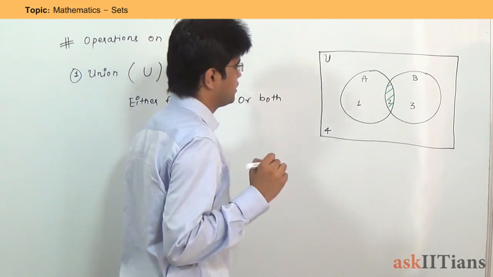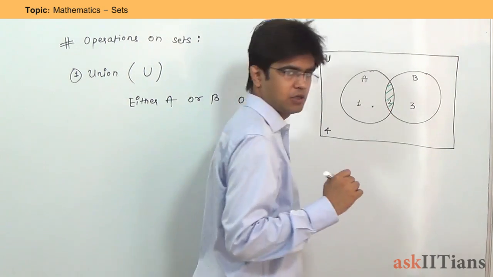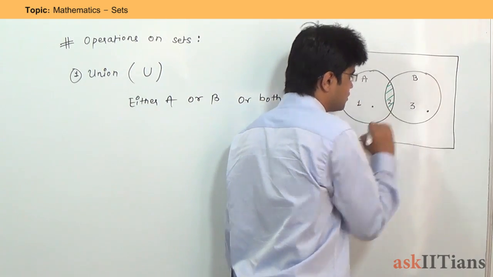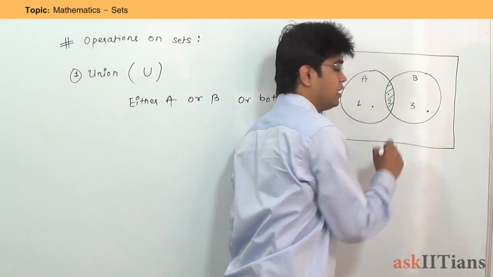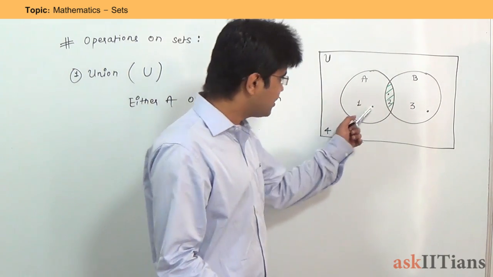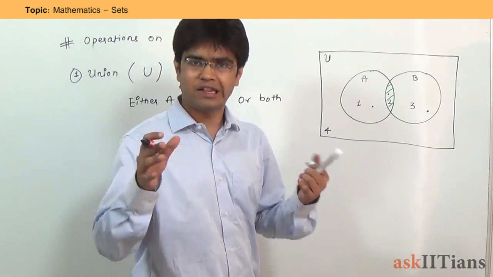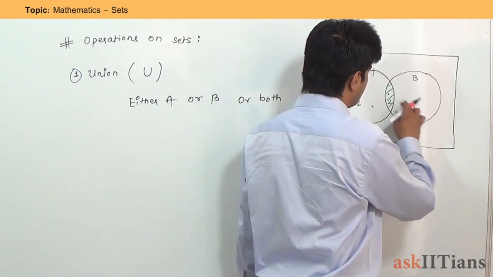Now, what does this mean? This means that suppose there is an element here, that is included. Suppose there is an element here, that is also included. If there is an element here, that is also included. All these three elements are lying either in A or in B, or in both A and B. So that is why all these three elements are included.